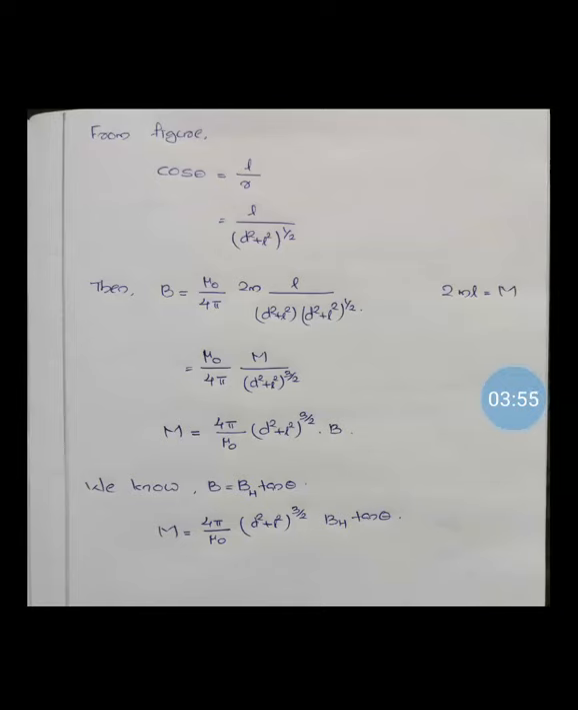We know B is equal to BH tan theta, where BH is the horizontal component of Earth's field. So M, the magnetic moment of the magnet, is equal to 4 pi by mu 0 into d square plus L square whole raised to 3 by 2 into BH tan theta. So this is the way in which we find the magnetic moment of a magnet in the tan B position.